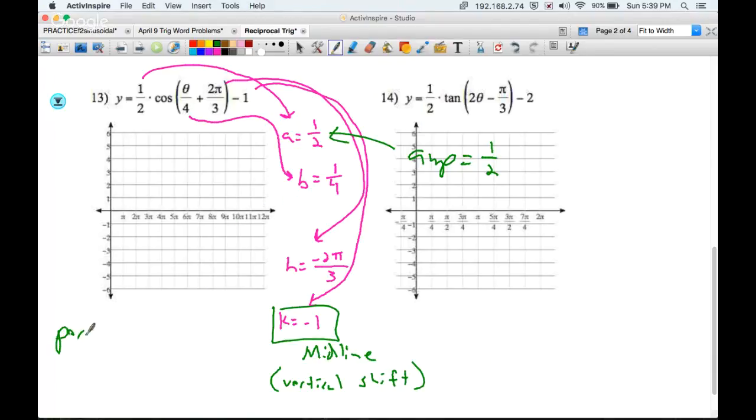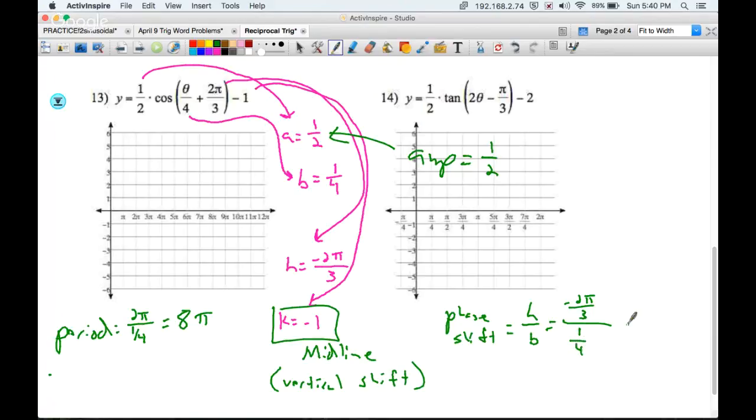Now b and h kind of work together to tell us two pieces of information. One is that the period is always equal to 2 pi divided by b, so 2 pi over 1/4. If I copy dot flop that, I'm going to get 8 pi for my period. And for the horizontal shift, also known as phase shift, I'll write it down over here, phase shift, that's always equal to h over b, which is equal to -2 pi over 3 divided by 1/4. Copy dot flop that, and we'll get -8 pi over 3. So that's left.